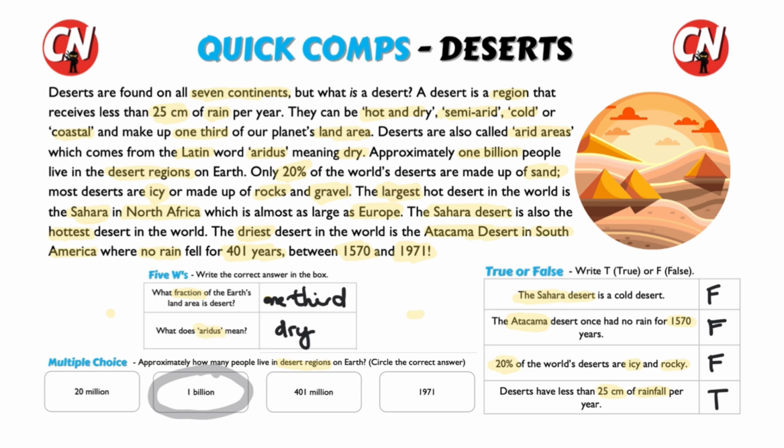But the key information in these texts, basically, we see that in the question, aridus, what does it mean? And we just go back to the text. So there it is. The answer's in here. Atacama, the answer's in here. 20%, the answer's in here. So we can find the information very, very quickly using our signposts to navigate this map. Okay, very simple, but very, very effective.